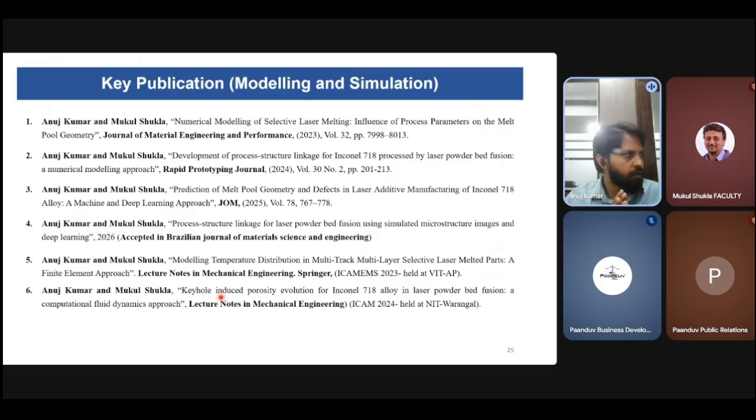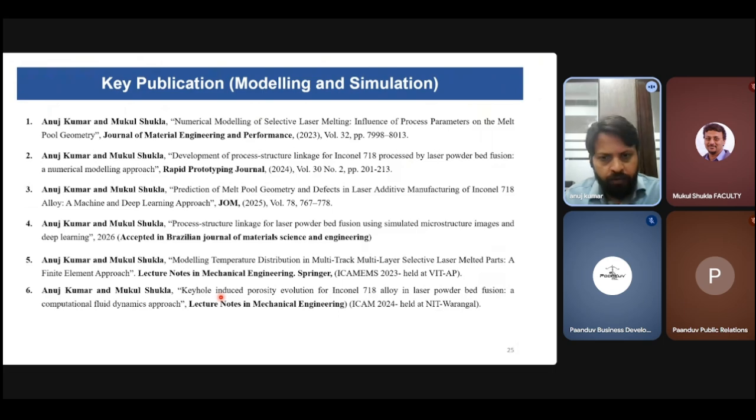You have to appreciate that this porosity is detrimental for any produced part, whether you are going to use it in aerospace or defense or drones or whatever field you are using. The porosity you cannot afford. So this study systematically tells you how to model that keyholing phenomena or keyholing porosity in the LPBF.